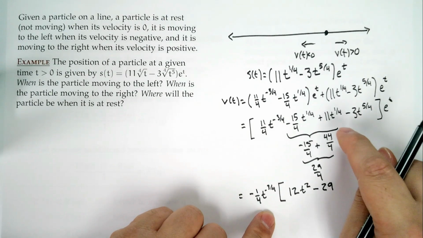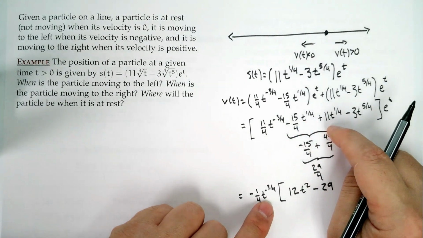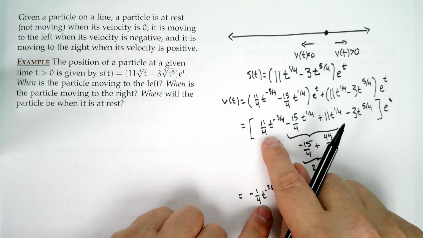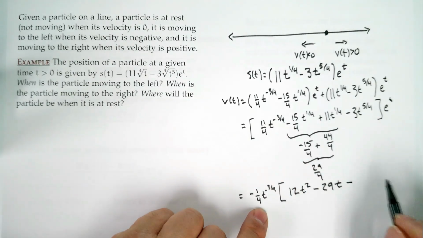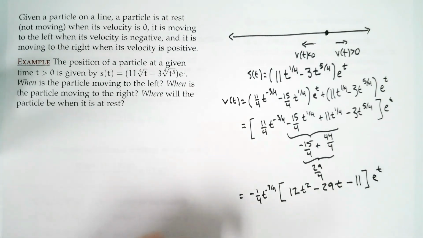Now what's the exponent? Well, see, this is t to the 1/4. We pulled out t to the negative 3/4. 1/4 subtract negative 3/4 will leave us with t. And here, we pull out the fourth, but there's no minus, so there's a minus here. And we pull out the t to the negative 3/4, so we're left with 11. All right, and then we have e to the t.